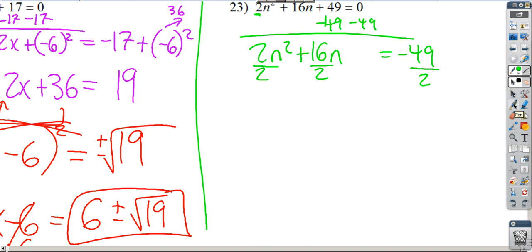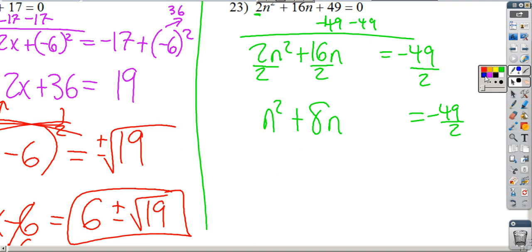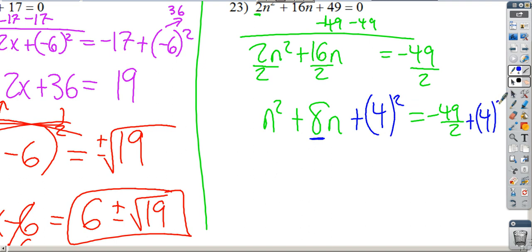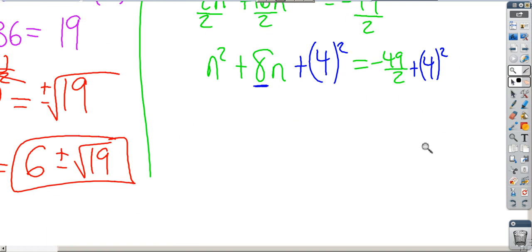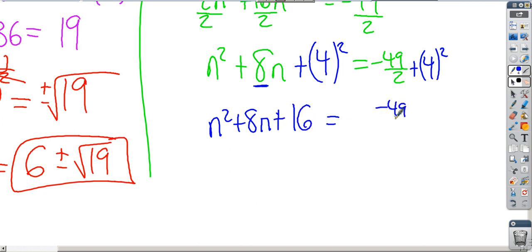So when we divide by 2, we end up with n squared plus 16 divided by 2 is 8. And this is still a fraction right here. Okay, now we're at a position where we can complete the square. So we take half of this number, which is 4, and we square it and add it to both sides. Okay, so then this simplifies out to be n squared plus 8n plus 16. And over here we're going to get negative 49 over 2.